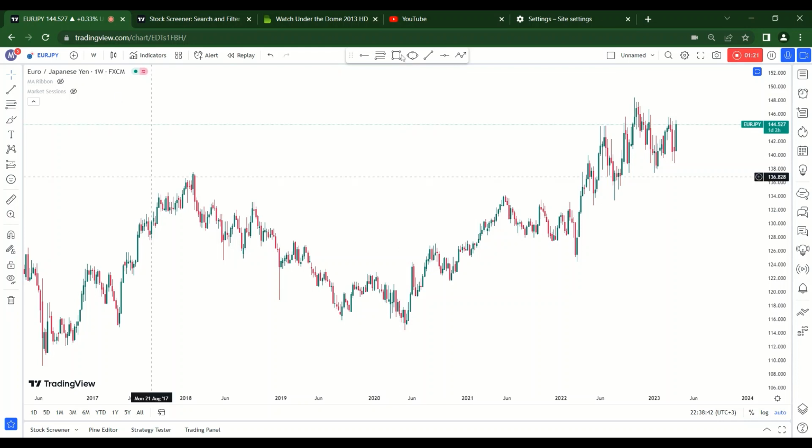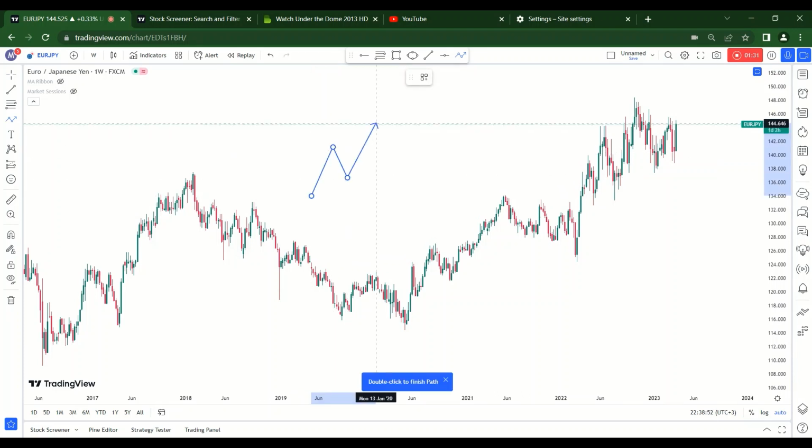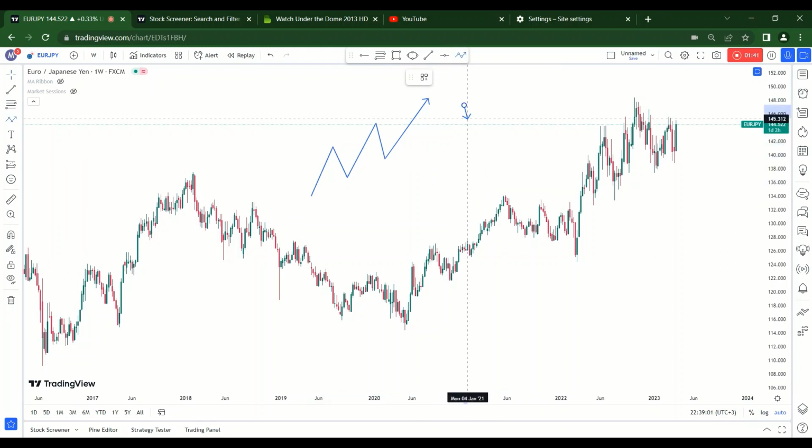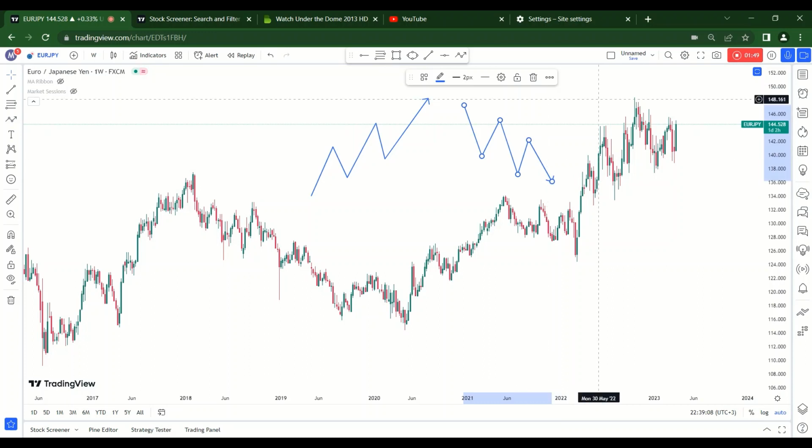So let's start with the basics. What makes up a trend? A trend is made up of higher highs and higher lows, or lower highs and lower lows. So if you're new to trading, this is one of the concepts that you must have come across a couple of times.